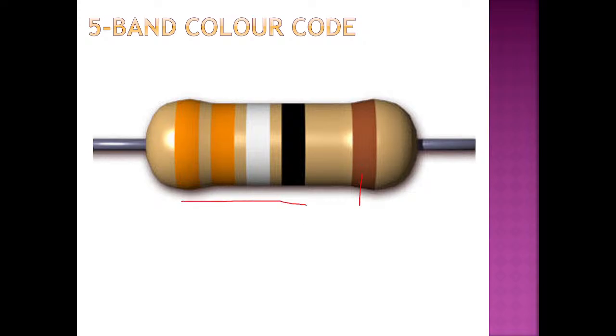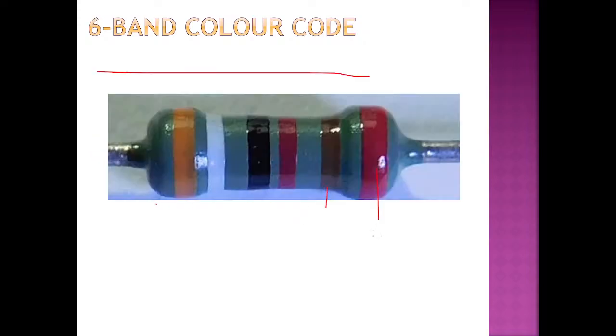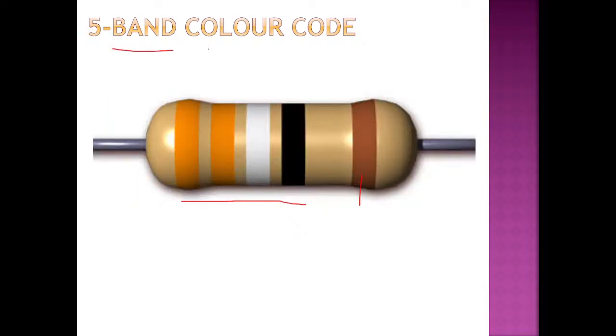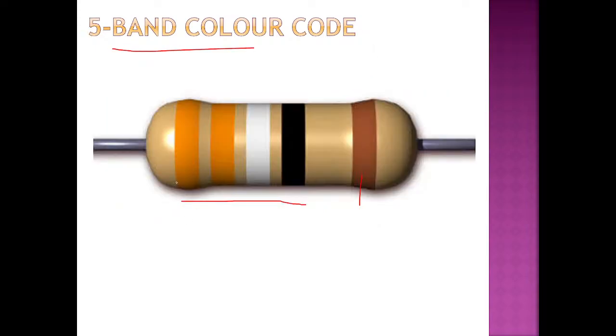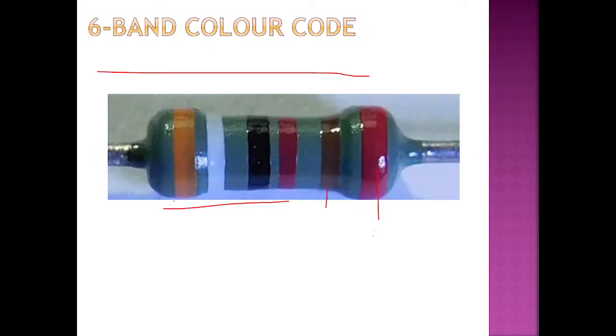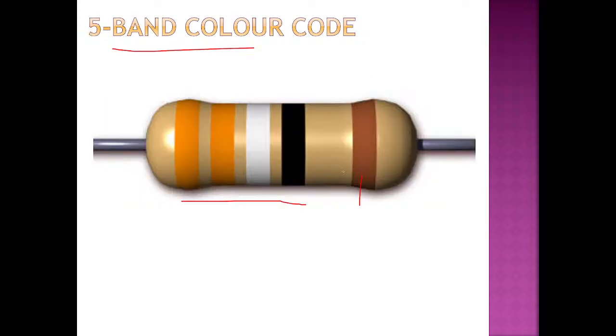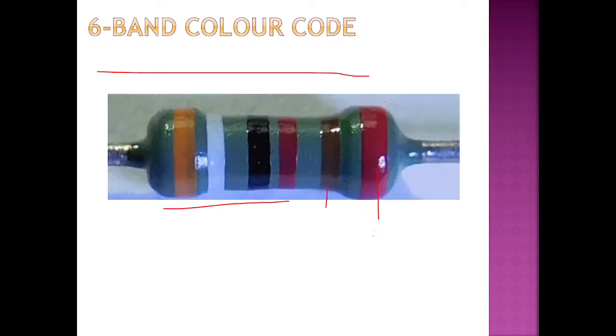These four colors are the resistance values. For five band as well as six band color code, the four colors are the resistance values. For six band, the fifth one is the tolerance. Similarly for five band, the fifth one is the tolerance. For six band, the sixth color is the temperature coefficient. It is not the tolerance.